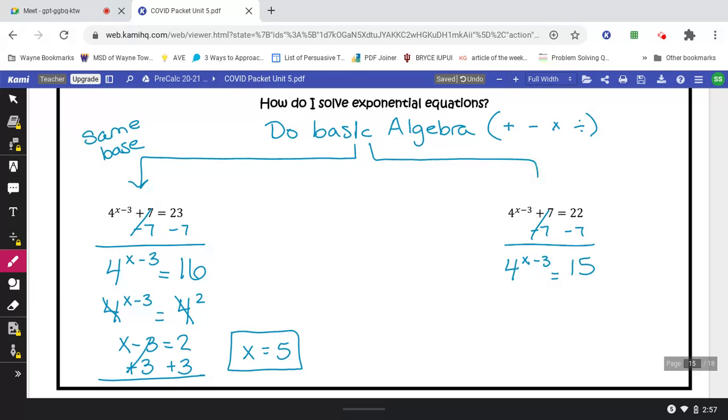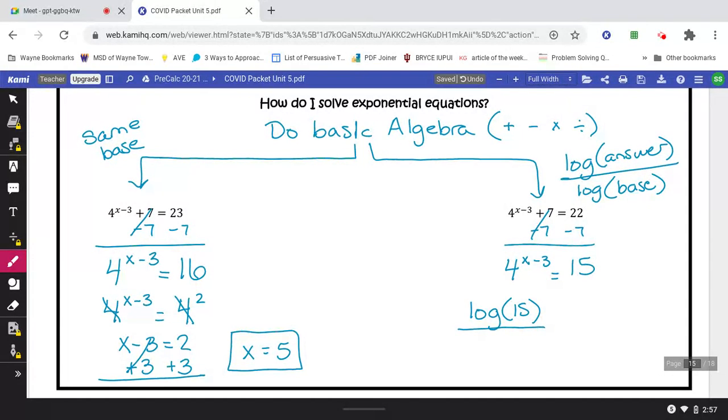So as you look at this side over here, this problem's a little bit different. I have a 4 and a 15. So there's nothing that I can make these into the same base. 4 and 15 do not have things in common like that. So what you're going to do is use our calculator to do the change of base formula. So you're going to do the log of the answer divided by the log of the base. And this will go into your calculator. So log of 15, that's our answer, what comes after the equal sign, and then log of 4. And that'll be equal to the x minus 3.